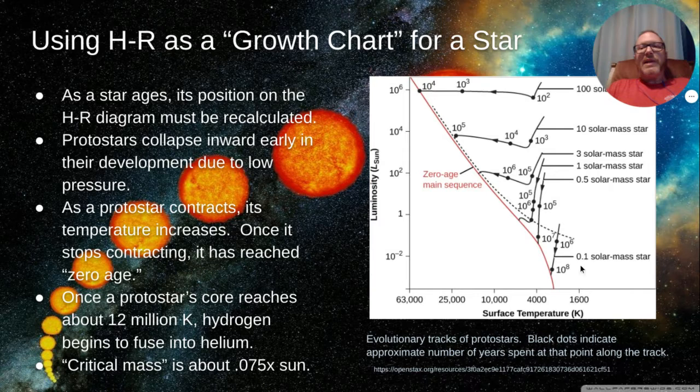Something can still be about 1/10 the mass of our sun and still be a star, but if you start getting too much smaller than that, then there's a good chance that you're not going to have enough mass for the star to actually ever activate.